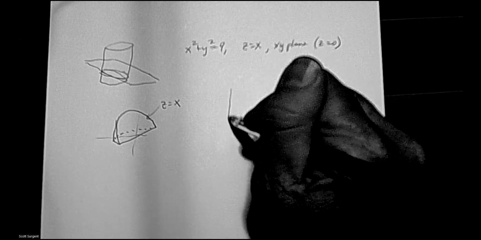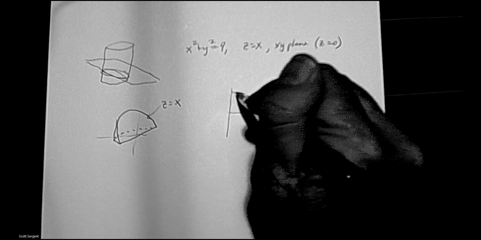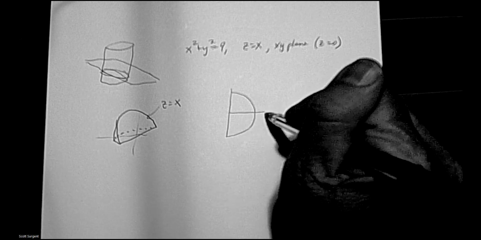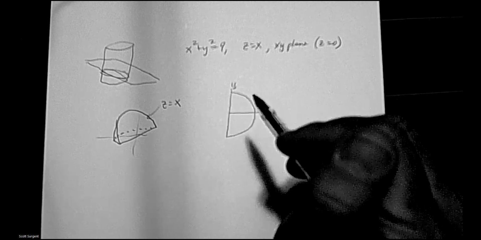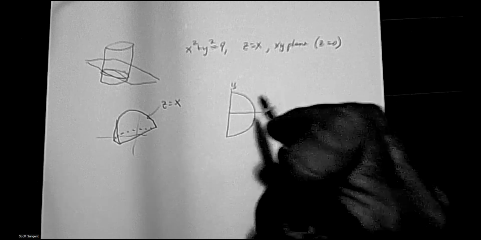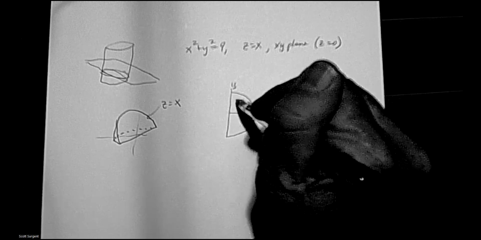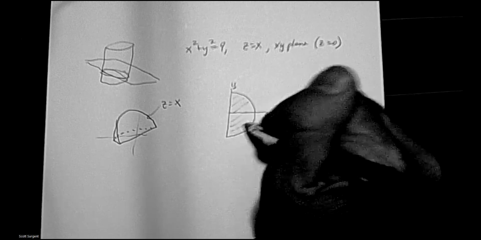All right, so you know what? I'm going to draw it this way. It's actually going to look something like this. So here's x, here's y, and then the z is coming out like this. And z equals x would actually be a plane coming down. So it'd be over the first and the fourth quadrants.